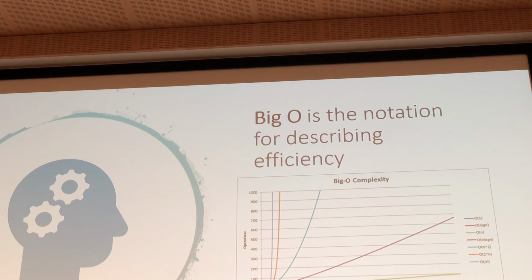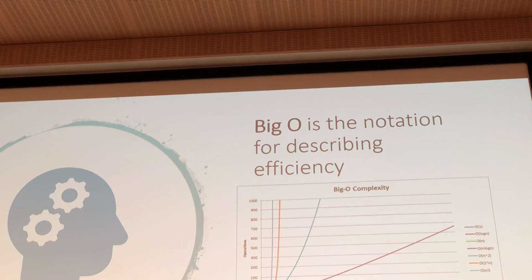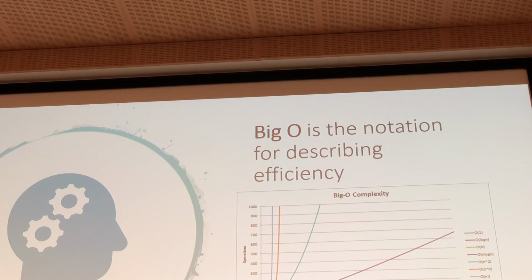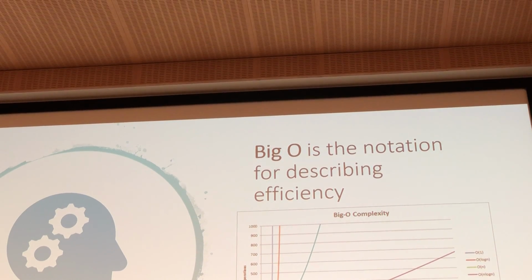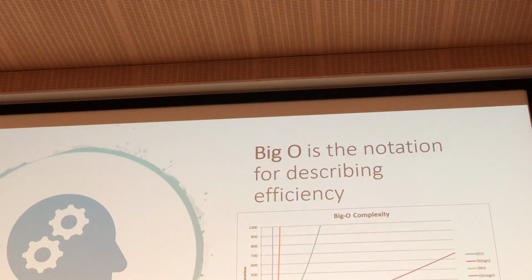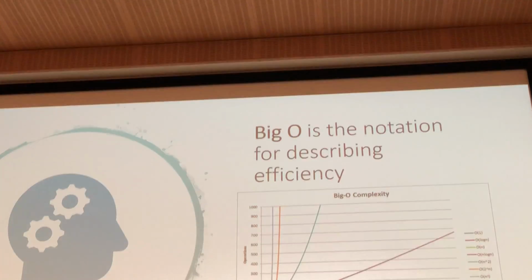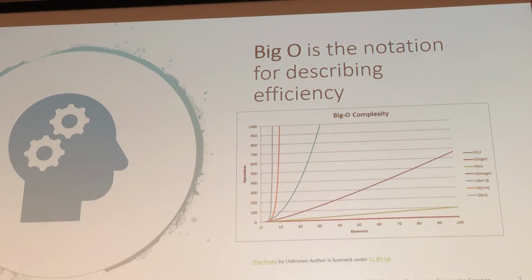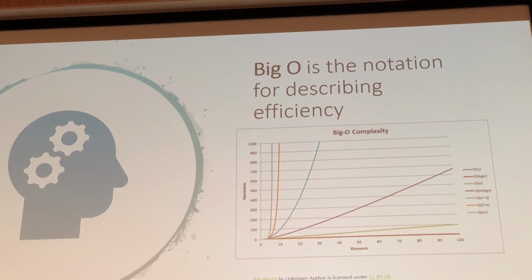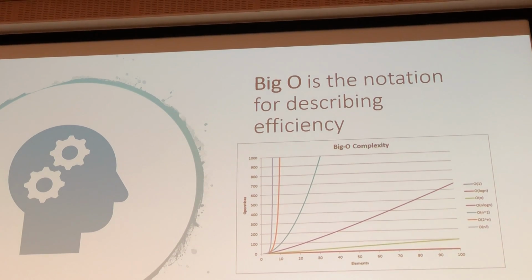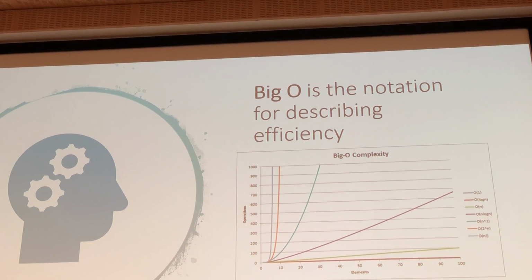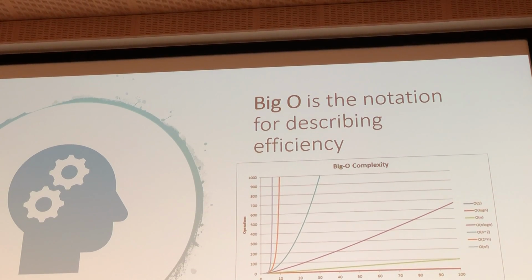So here are some functions that you haven't seen all of in one place. This is a constant function. Constant means that it's always a constant, it doesn't change. This one is called the logarithmic function. This is the linear function, like f(n) equals n. This is the quadratic function, like f(n) equals n squared. And these are exponential functions, like 2 to the n, things like that.